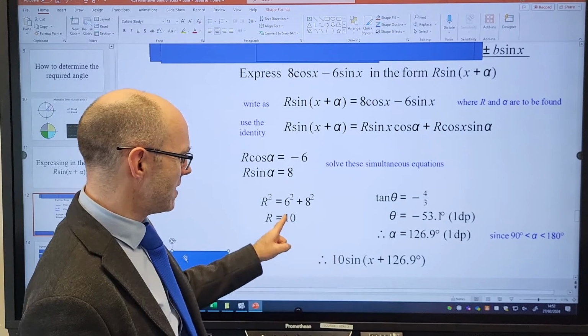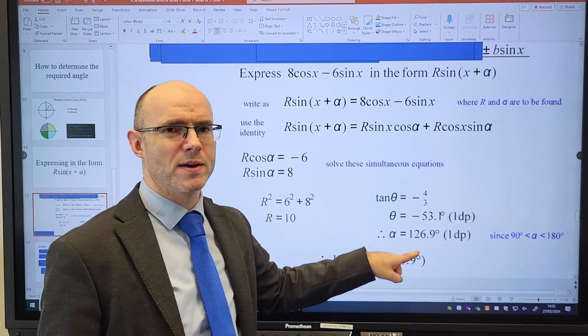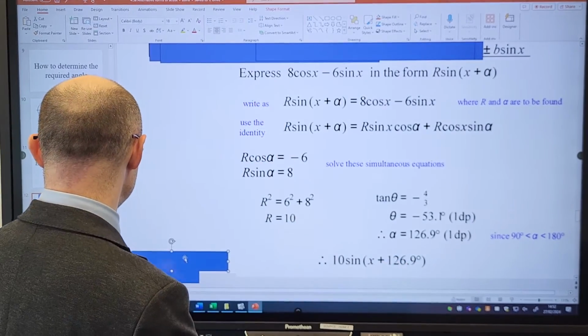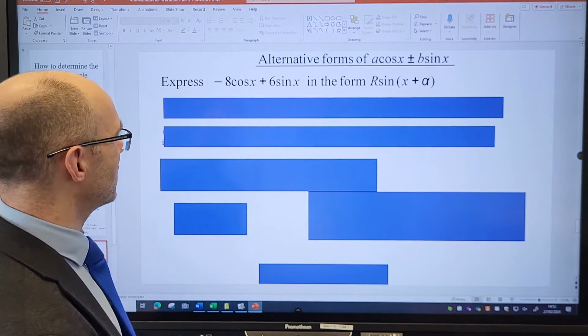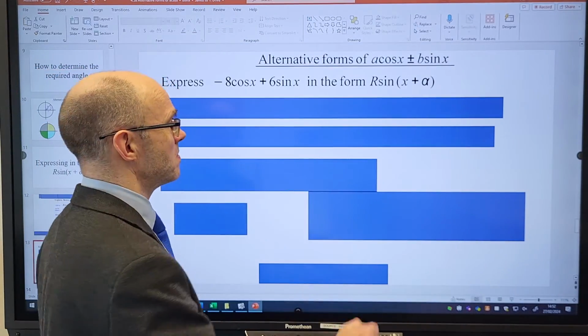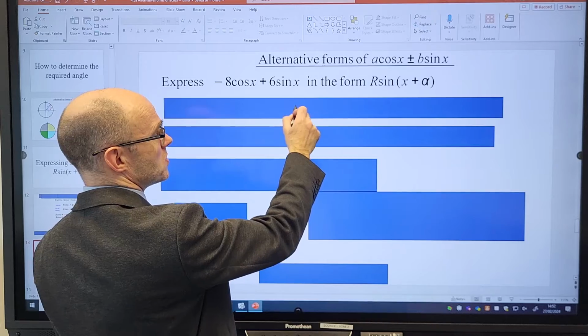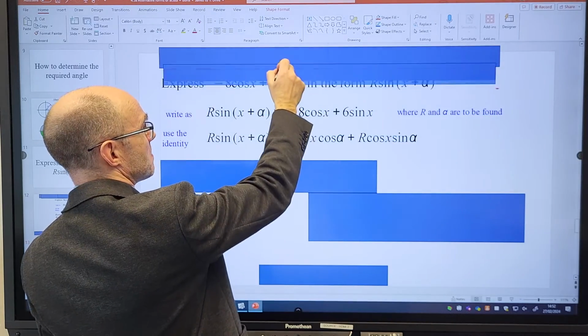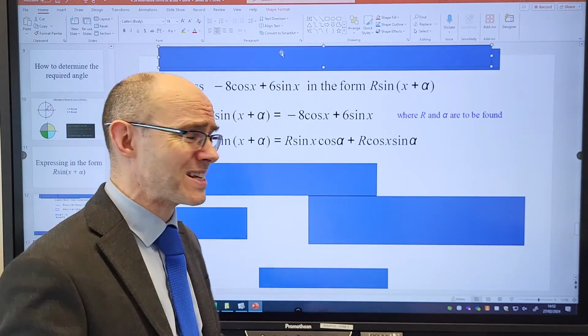Your answer is this: 10 sine x plus 126.9 degrees. Okay, and next one, here we go. Very similar again to example 2 this was. So first steps, maybe I can just skim over this because it's exactly the same as before.